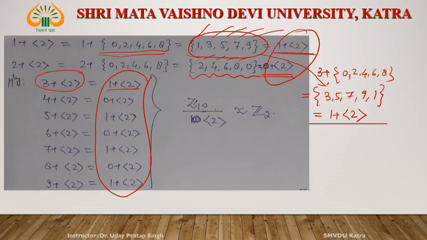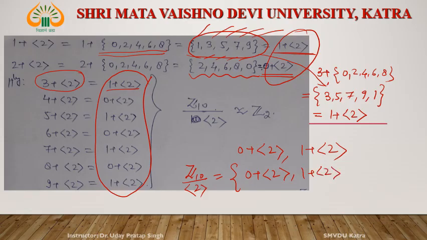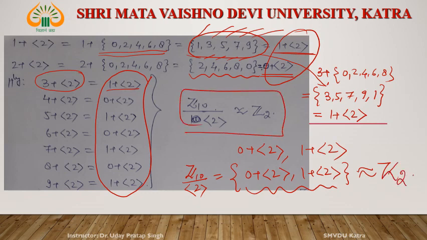It means, checking all the elements, these are nothing but only two elements: 0 plus the subgroup and 1 plus the subgroup. Right? Only these two elements. Then what is Z10 by the subgroup generated by 2? It has two elements only, 0 plus H and 1 plus H. And this is isomorphic to Z2.